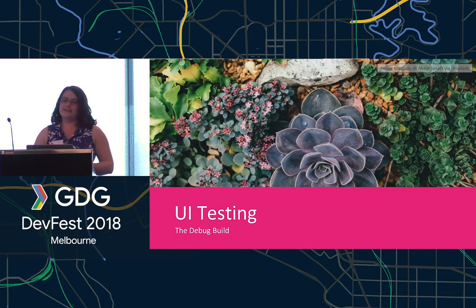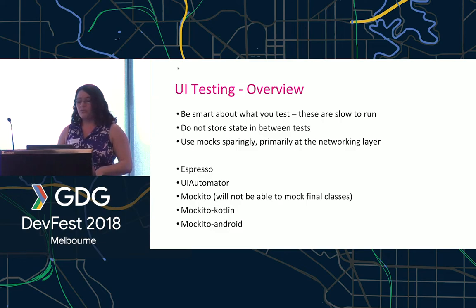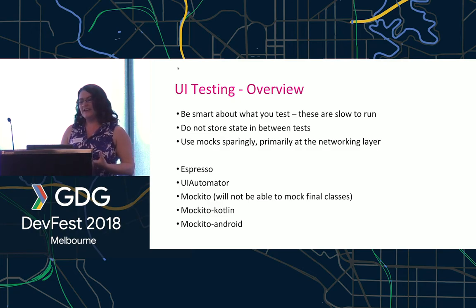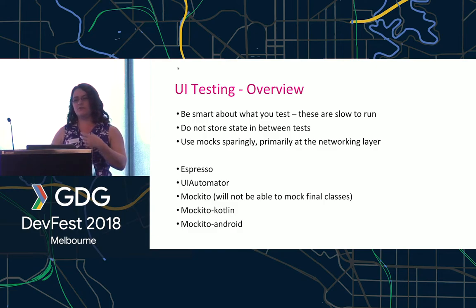So if we move on to UI testing now, for UI testing the debug build, we're going to use Espresso. We're also going to try not to store state between our tests again, but it's a bit harder this time because your app is naturally going to want to store state. You've got databases, you've got shared preferences, your app's all about saving the user's state. So you have to explicitly clear that out, either before your test starts or in between tests. You need to be smart about what you're going to test because these are slower. So you don't want to test everything or you'll be waiting a really long time. Pick your user flows carefully and use mocks sparingly this time.